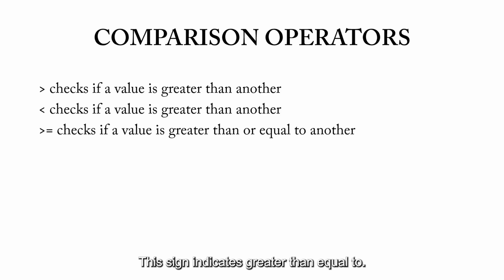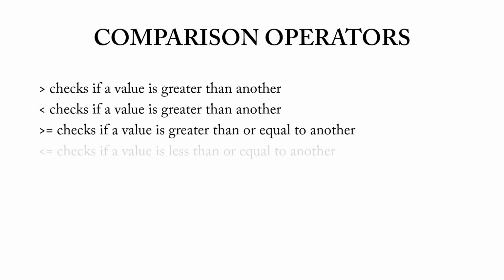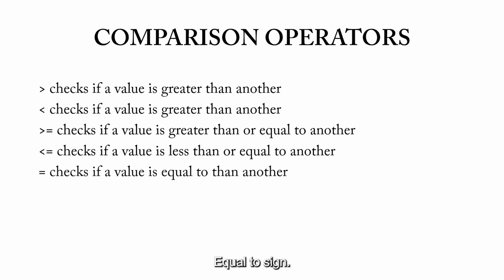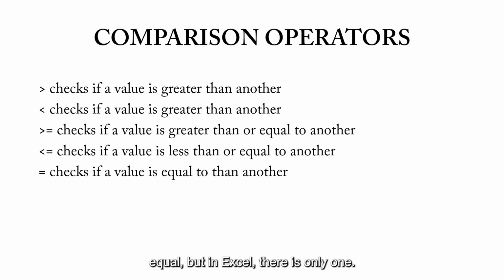This sign indicates greater than or equal to. It checks if a value is greater than or equal to another. Similarly, less than or equal to checks if a value is less than or equal to another. Equal to sign: in some programming languages, there are two equal signs to check if a value is equal, but in Excel, there is only one.